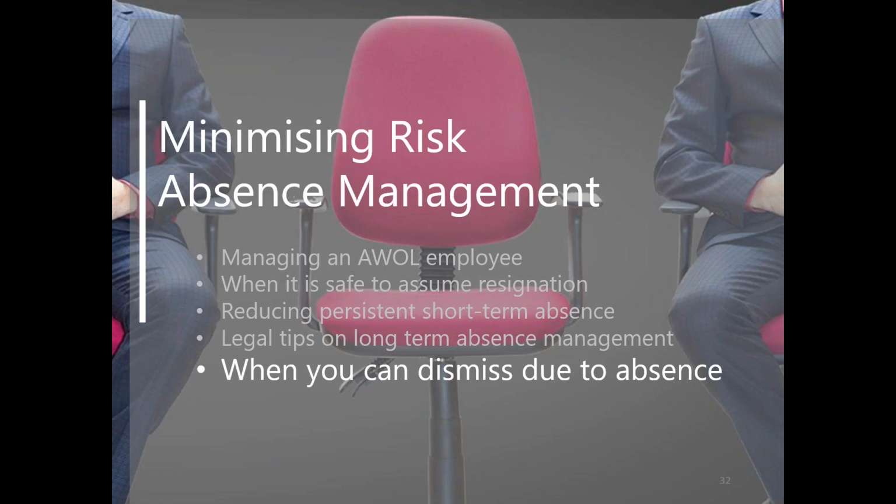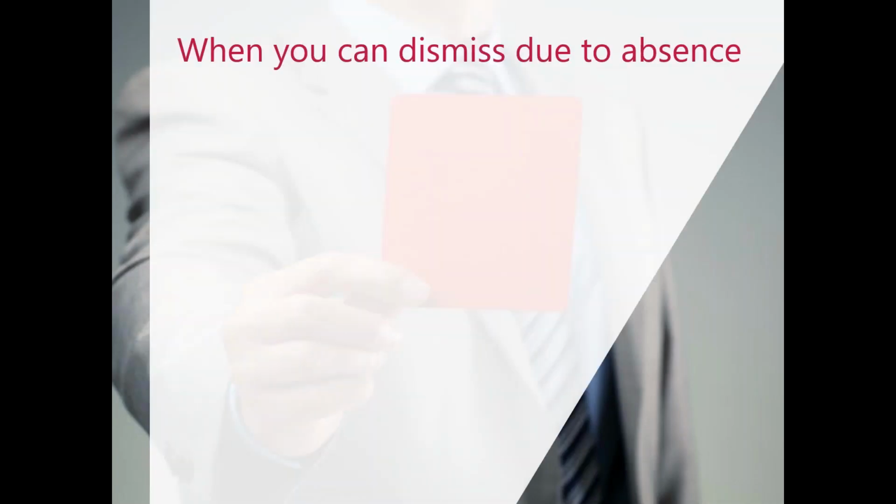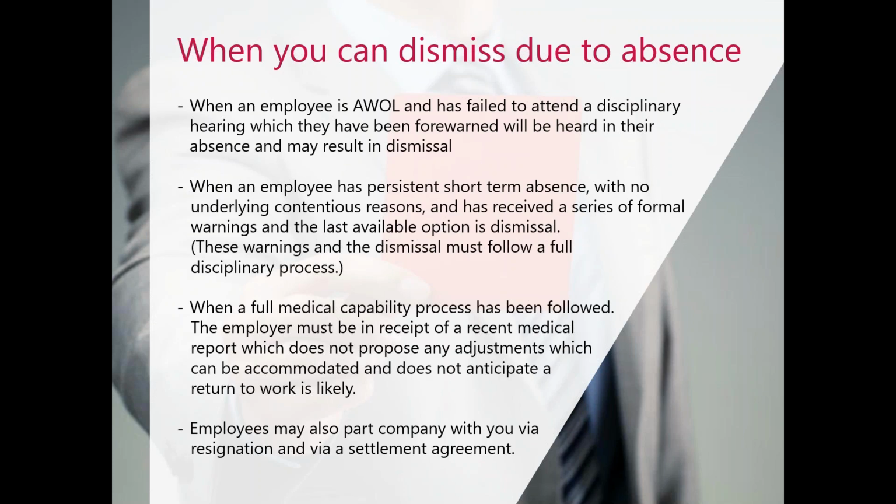So if you're still with me, just the last little section then now, we're nearly there, go and get lunch after this. So when you can dismiss due to absence, and again, I've just done this as a summary, okay? We can dismiss for absence when an employee is AWOL and they failed to attend a disciplinary hearing in which they were forewarned that if they didn't come along, we would hear it in their absence. And they should really have been forewarned as well that this may result in dismissal.